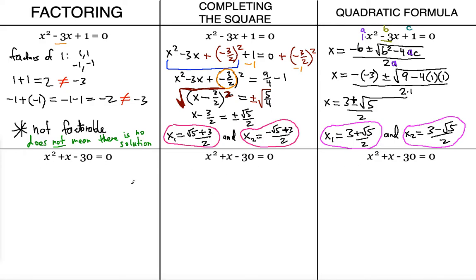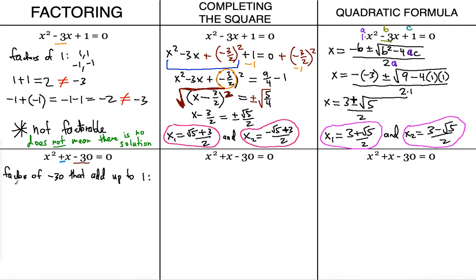So, factoring it now, we need factors of negative 30 that add up to 1, the middle guy, right? So factors of negative 30 that add up to the coefficient of x, 1, plus 1. So now what are they? What are the factors of negative 30? Let's see.